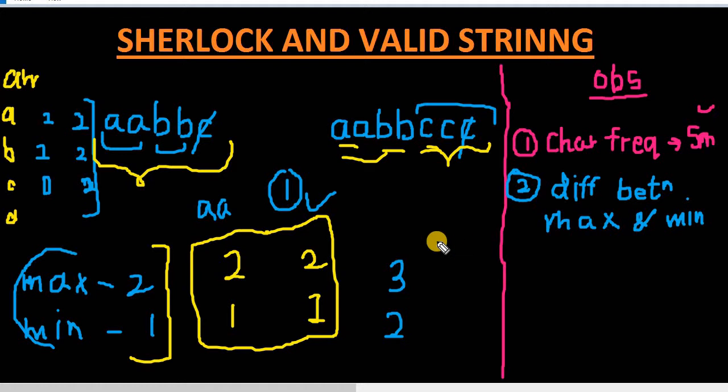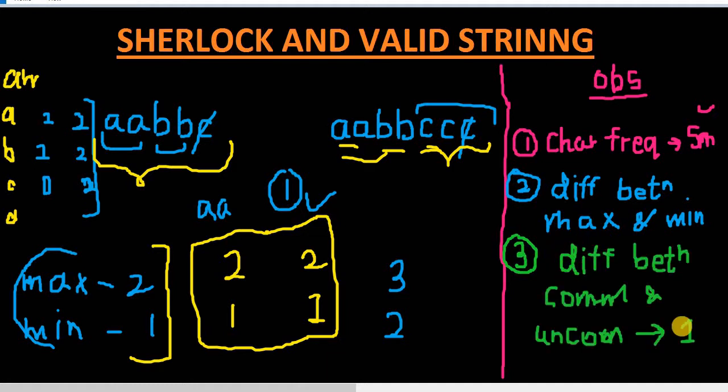There is another observation: the difference between common and uncommon. We find the common and uncommon frequency by calculating how many times the maximum value occurred and how many times the minimum value occurred. Whichever has the higher count will be the common one, and whichever has the lower count will be the uncommon one. The difference between common and uncommon should be 1. These three conditions are enough to build the solution.